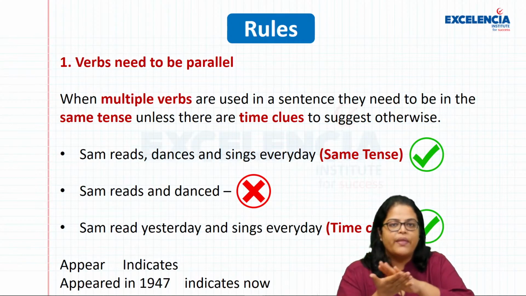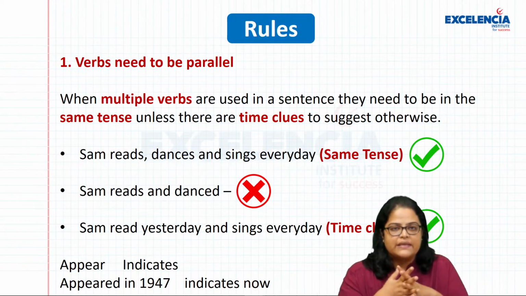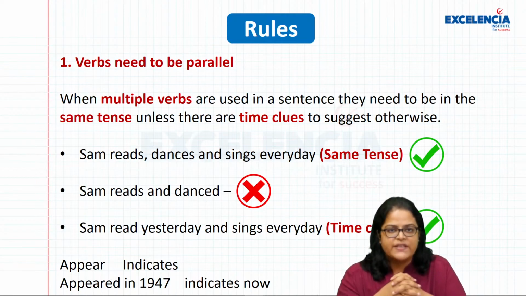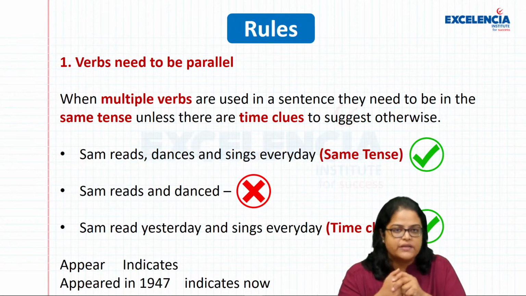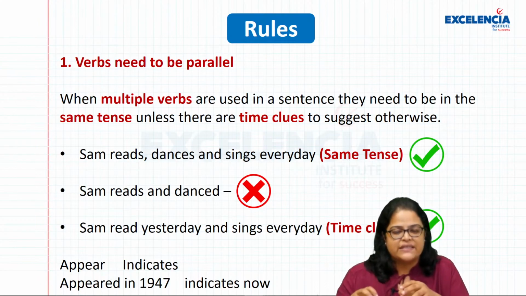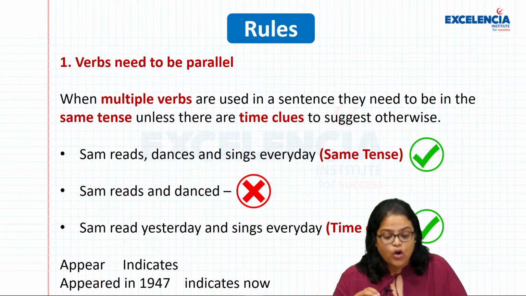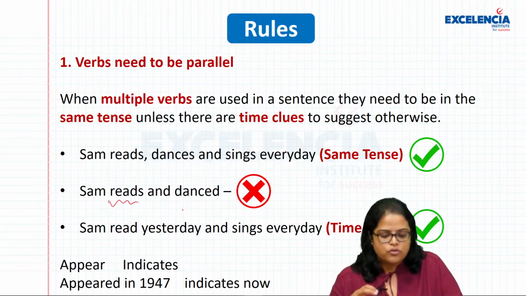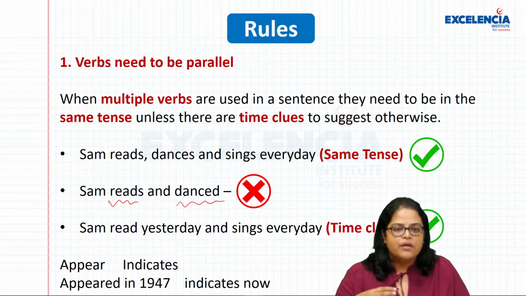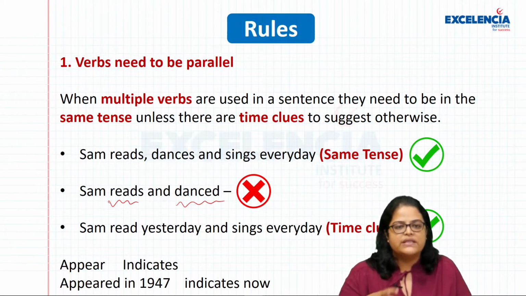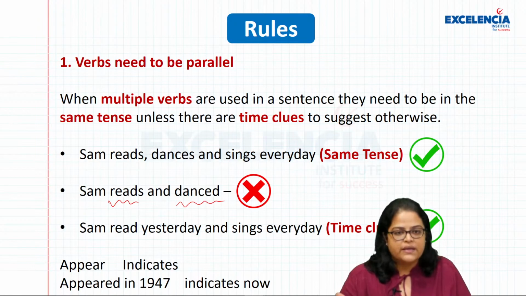Basic common sense that when there are multiple verbs in a sentence, they need to be all in the same tense. Unless there are time clues to suggest otherwise. I'll explain that. But if I suppose say Sam reads, dances and sings. So reads, dances, sings, all simple present tense, amazing, great. But if I say Sam reads and danced, that's not correct, no. I can't suddenly use a present tense and a past tense. So I will have to say Sam read and danced or Sam reads and dances. Keep it in the same tense.